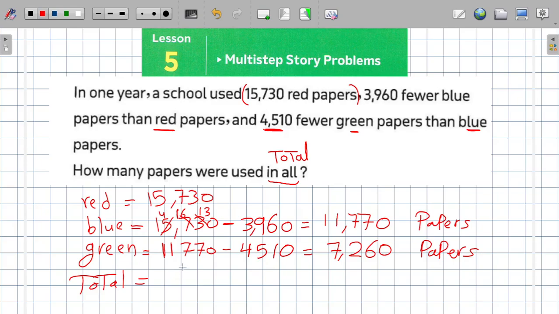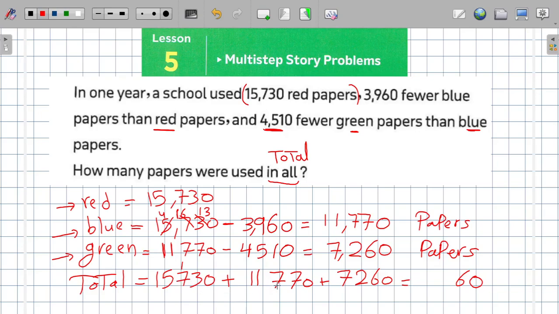Okay, next I want the total. Okay, so I will add all numbers together. So I have the red one, the blue one, and the green one. The red one was 15,730. The blue one was 11,770. And the third one is 7,260. Okay, so I have 0 plus 0 plus 0 equals 0. 3 plus 7 equals 10. 10 plus 6 equals 16. So I will write 6 and carry 1. 1 plus 7 equals 8.